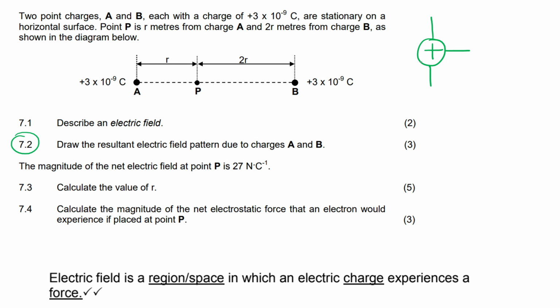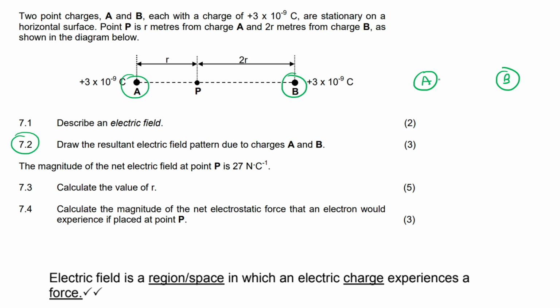So you could show that with arrows going away. And then when something is a negative charge, the lines or the arrows point towards the negative. Okay, so here we've got a positive and a positive, so the lines are going to be going away from both. So how does that work? Well, you've got A and you've got B, and we said that the lines are going to be going away.